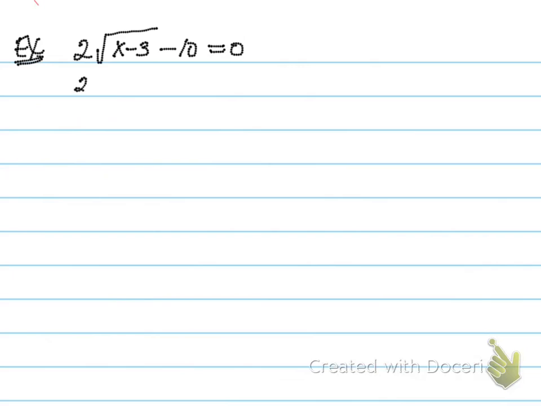So first you move the 10 over, then the 2, and we're here. So you've isolated your radical term. Next, you want to raise each side to the appropriate power. So since this is a square root, we're going to square both sides. So on the left, I have the square root of x minus 3.